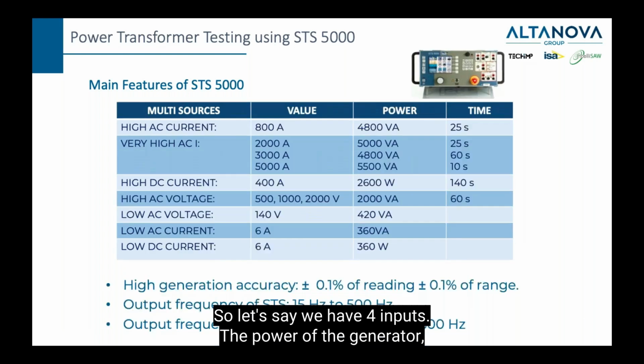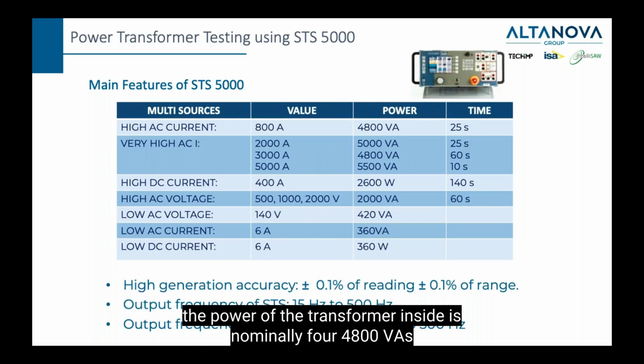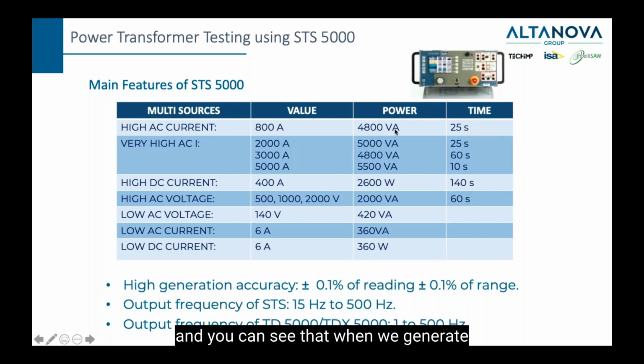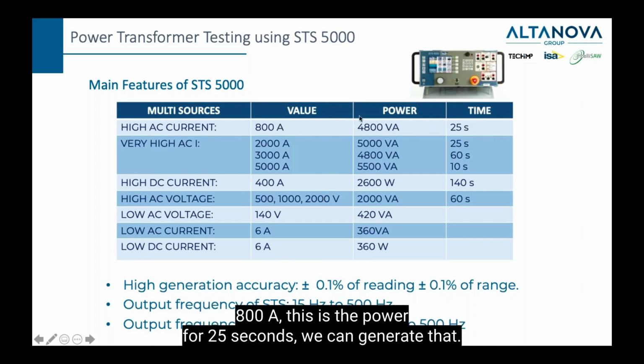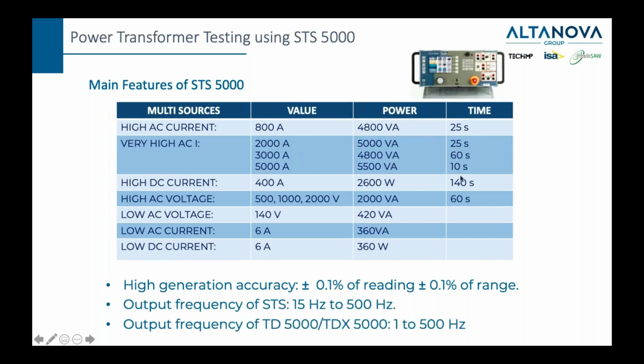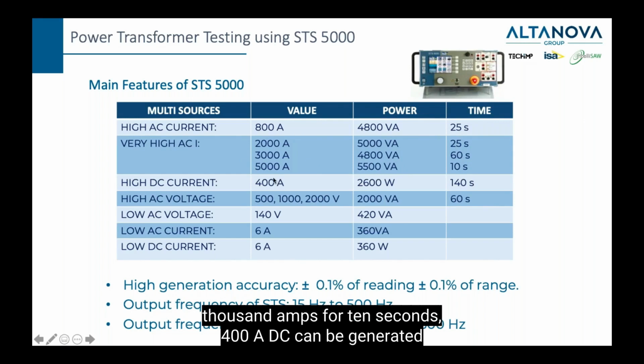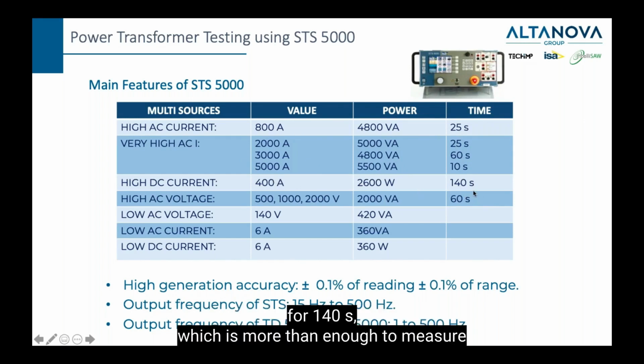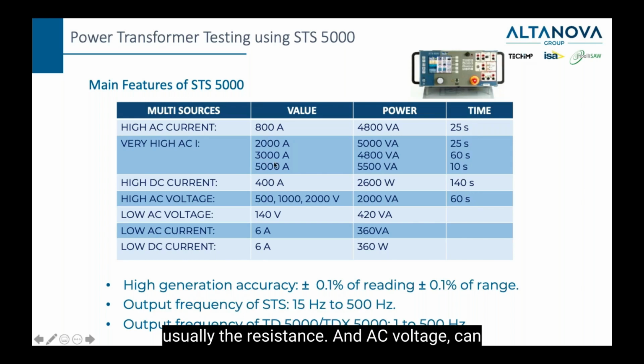The power of the generator, the power of the transformer inside, is nominally 4,800 VAs. And you can see that when we generate 800 amps, this is the power. For 25 seconds, we can generate that. With the booster, we can generate higher currents for this much time. For example, you can generate 5,000 amps for 10 seconds. 400 amps DC can be generated for 140 seconds, which is more than enough to usually measure the resistance.